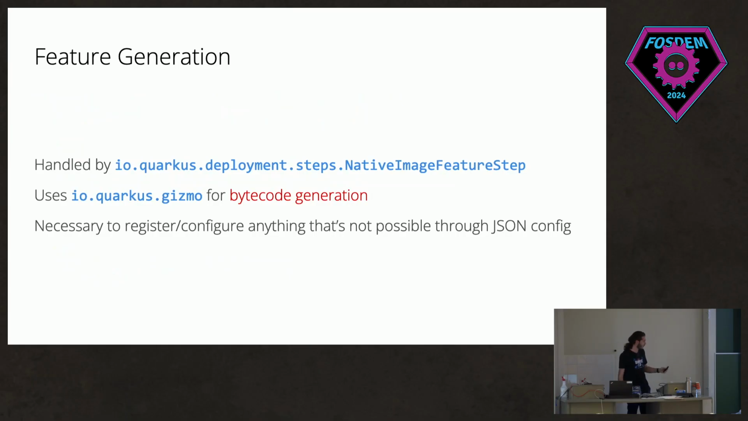Regarding feature generation, this is handled by the native image feature step class, and it will use Quarkus Gizmo to generate bytecode, and this bytecode is used to invoke GraalVM's APIs to perform stuff that cannot be done through the JSON configuration.